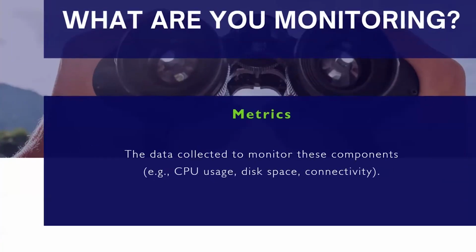So metrics are the key numbers that give you insights into how your system is performing, things like CPU usage, memory consumption, or response time. These metrics provide a snapshot of your system's health. By keeping an eye on them, you can spot trends and catch potential issues before they affect your users.